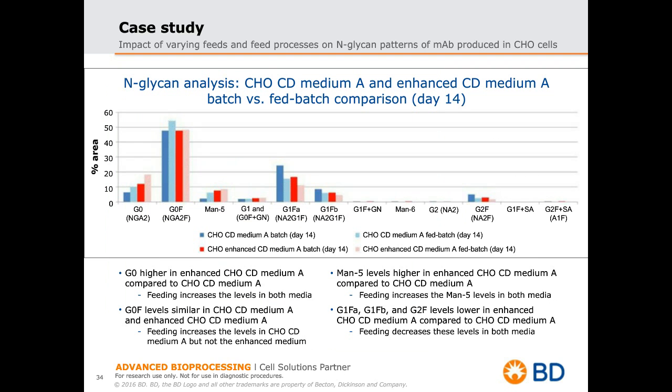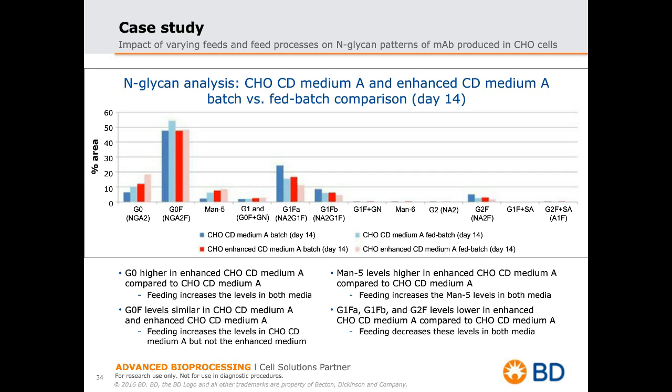So this slide shows N-glycan profiles of the 4 cell culture conditions at day 14. There are several observations that can be made from this slide, so I'll just take a moment to describe the figure in a little bit more detail. Again, the x-axis shows the names of the glycan species, and the y-axis shows the percent N-glycan distribution for each of these glycan species. The 2 blue bars show data for the non-enhanced media, and the 2 red bars for the enhanced media. The darker of the 2 colored shadings represents the batch condition, and the lighter of the 2 colored shadings represents the fed batch conditions.